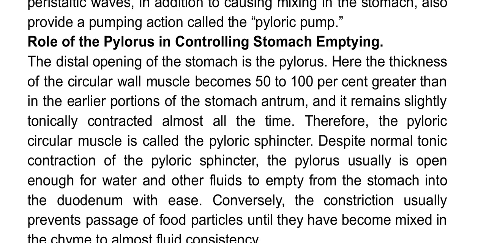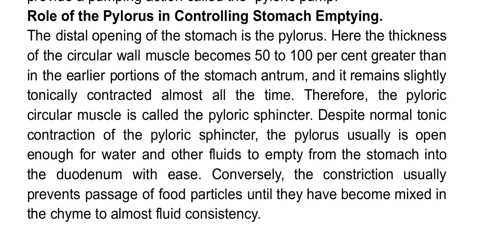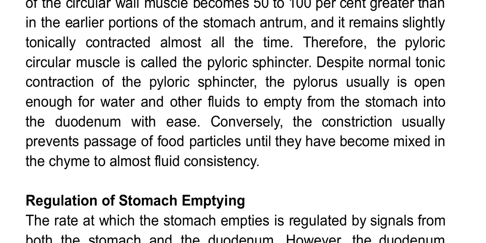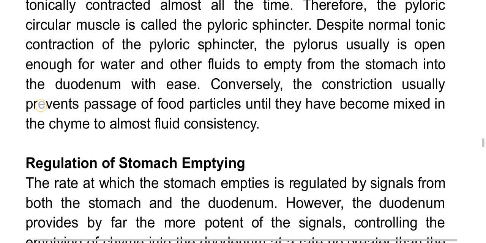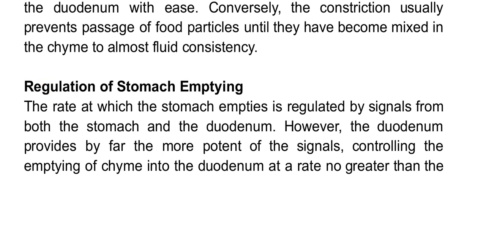So, the role of the pylorus in controlling stomach emptying. The distal opening of the stomach is the pylorus. Here, the thickness of the circular wall muscle becomes 50 to 100% greater than in the earlier portions of the stomach antrum, and it remains slightly tonically contracted almost all the time. Therefore, the pyloric circular muscle is called the pyloric sphincter. Despite normal tonic contractions of the pyloric sphincter, the pylorus usually is open enough for water and other fluids to empty from the stomach into the duodenum with ease. Conversely, the constriction usually prevents passage of food particles until they have become mixed in the chyme to almost fluid consistency.